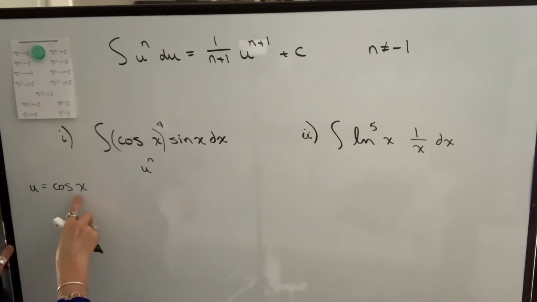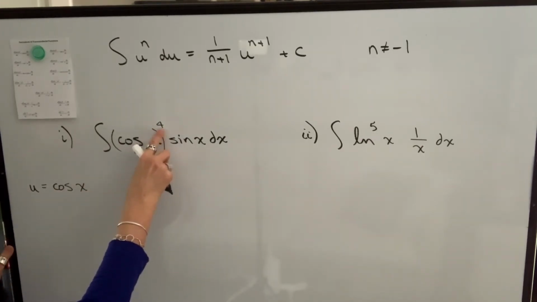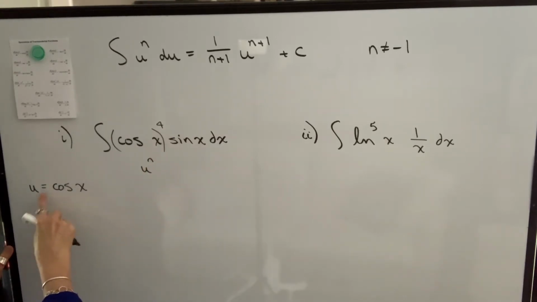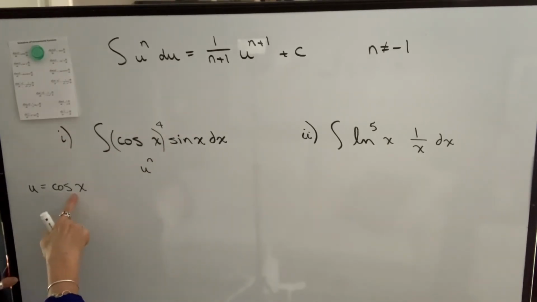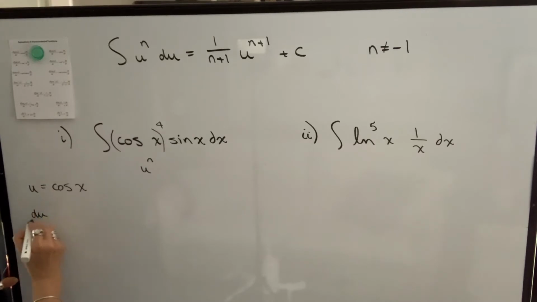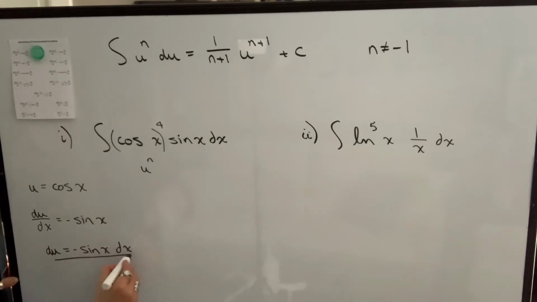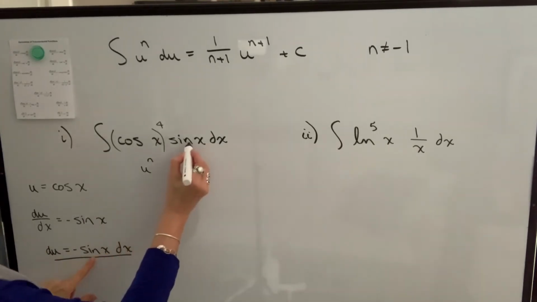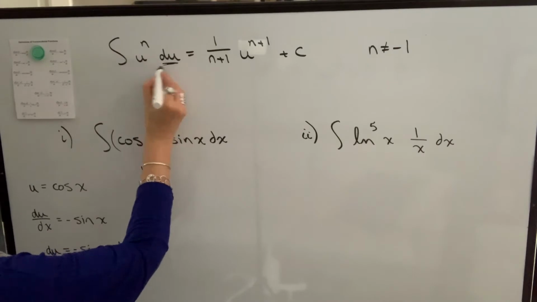When you write the u, do not include the exponent. I'm not putting u to the n, I'm just putting what u is, which is the base. So I do not include the power of 4. We can find the derivative of cos of x by looking at our formula sheet. So the derivative will be negative sine of x times the derivative of x, which is just a 1. Now we can express our du factor will be negative sine of x dx. We simply multiply both sides by dx. So this is our du factor.